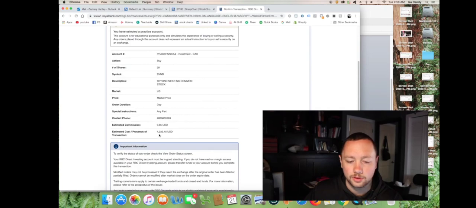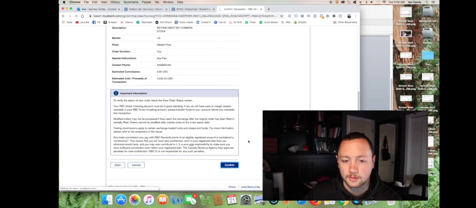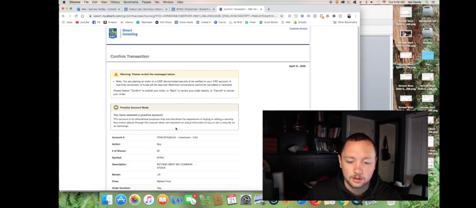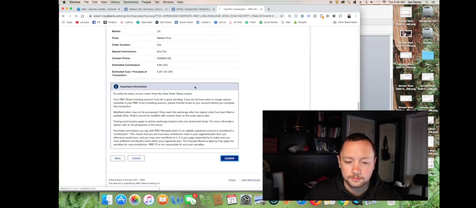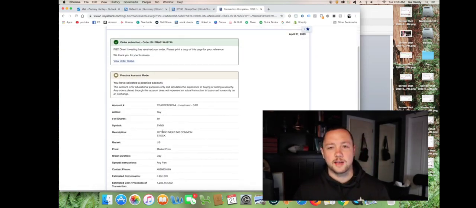Here's my total. It's $4,200 United States, and I'm going to confirm that. I've got to confirm it one more time. And now we have officially executed that trade. So now I am into that trade. We're done step 4 of our trading process.